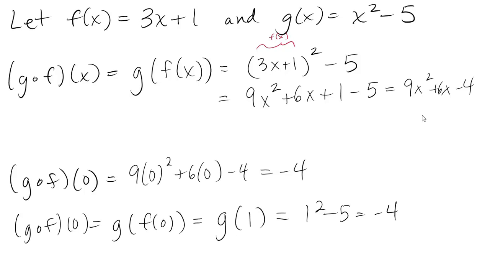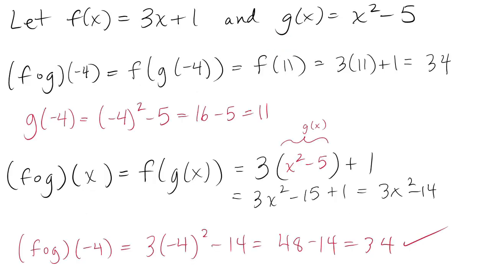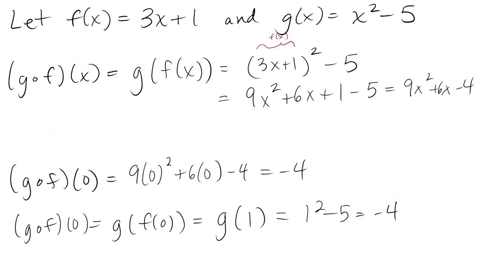Notice, by the way, that g circle f of x and f circle g of x were different. Go back to the previous slide. f circle g of x was 3x squared minus 14. g circle f of x was 9x squared plus 6x minus 4.